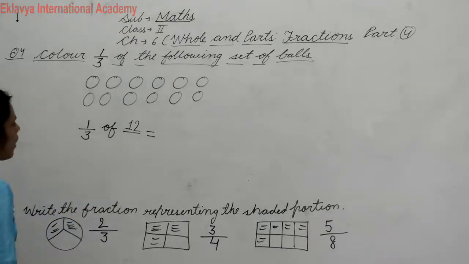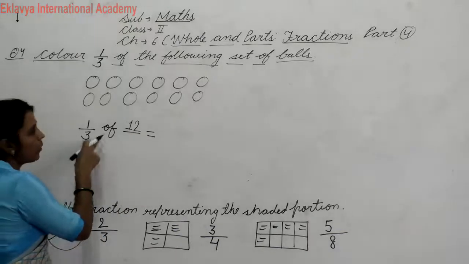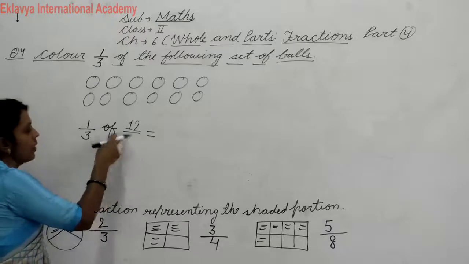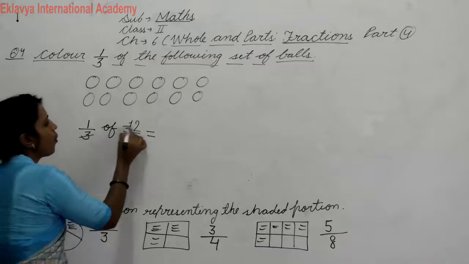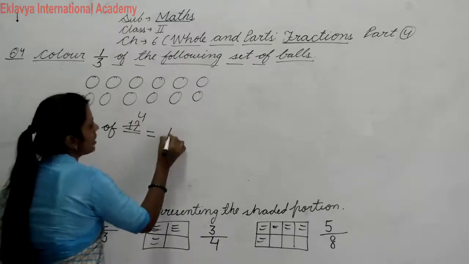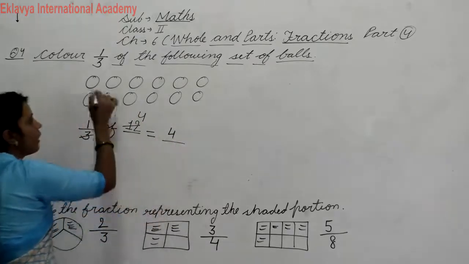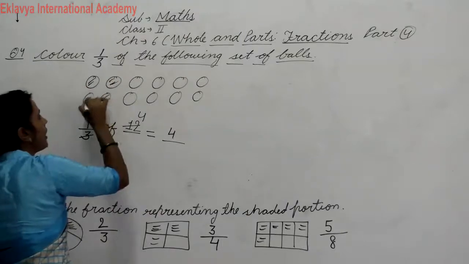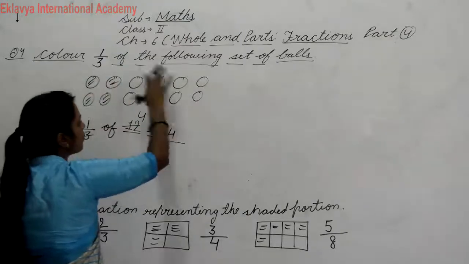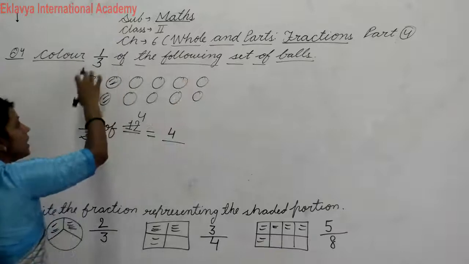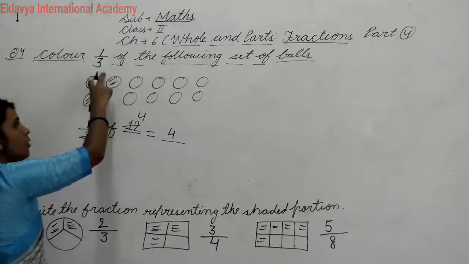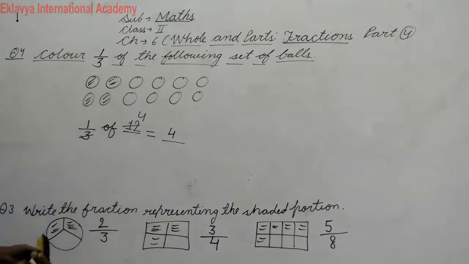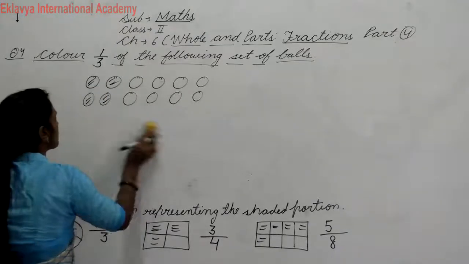Okay. Now we will speak table of 3, in which number we will get 12. 3 1 3, 3 2 6, 3 3 9, and 3 4 12. So your answer is 4. We will fill 4 balls here. So now in total of 12 balls, 1/3 is 4. What is 1/3 of 12 balls, beta? 4. Okay.